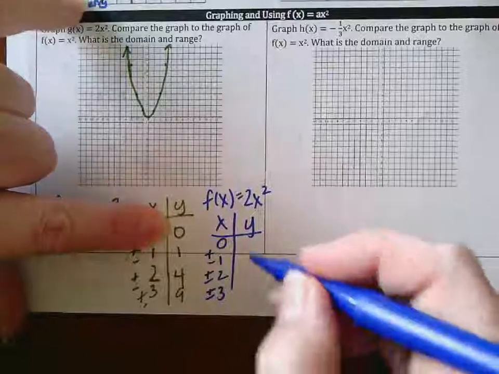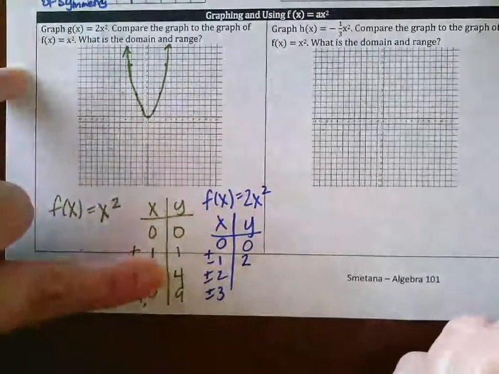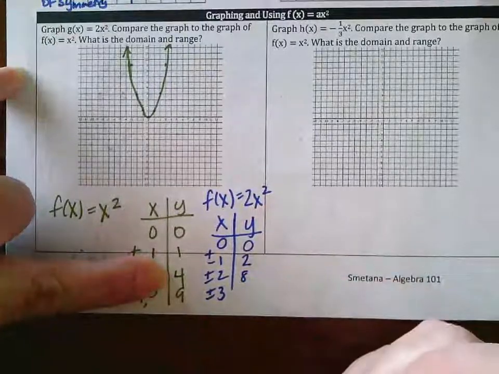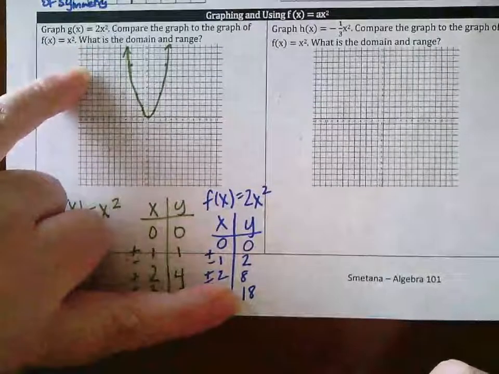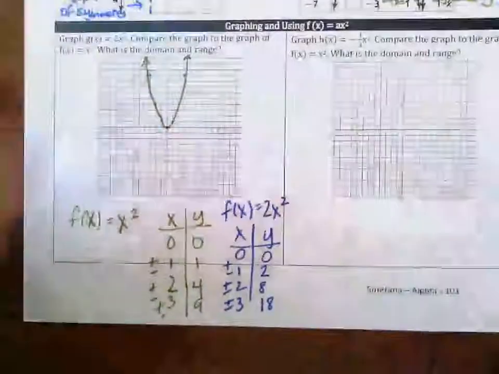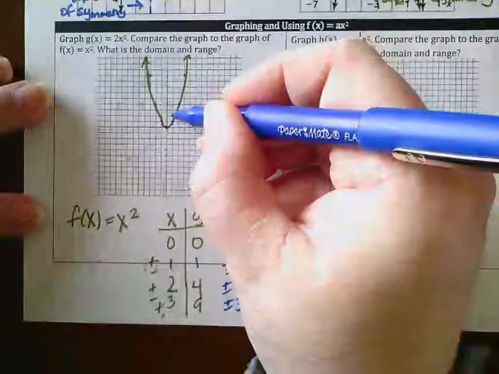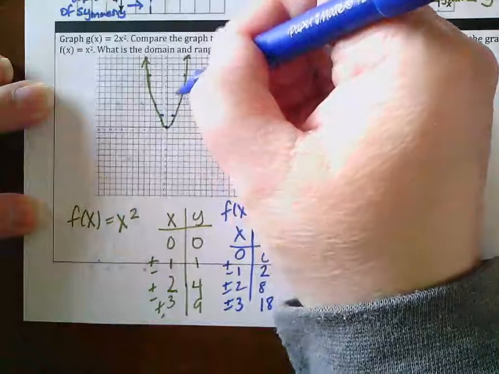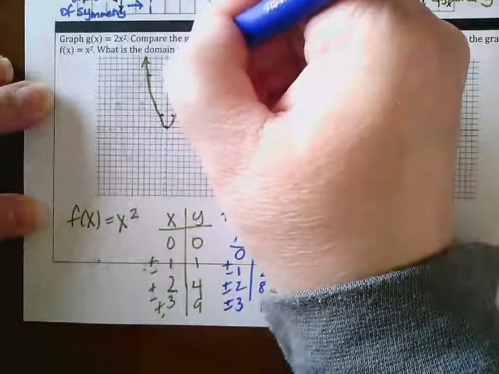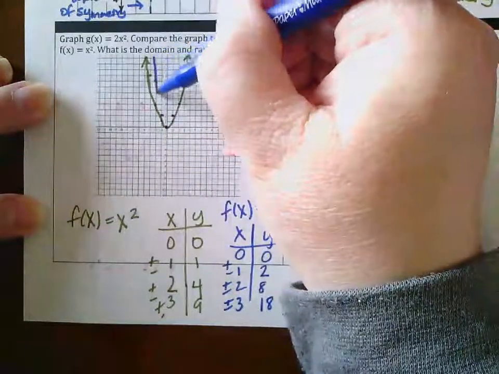So 0 times 2 is still 0. 1 times 2 is 2. 4 times 2 is 8. And 9 times 2 is 18. So you can see the graph went up a lot faster. So let's graph what we can on that. So I still have my 0, and that's fine. But then you'll notice this is actually at 2 and 8. So 3 is at 8 and 8. And I won't be able to do the 18.